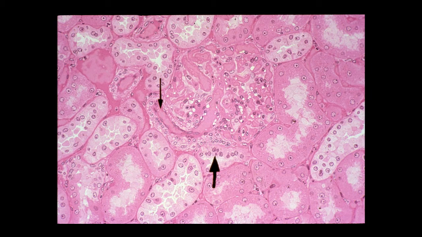In this section of the kidney cortex, you can identify a renal corpuscle, proximal convoluted tubules, and distal tubules. You can note that the cytoplasm of the proximal tubules is considerably more eosinophilic than that of the distal tubule cells. You can also note indistinct cellular boundaries in both types of cells.